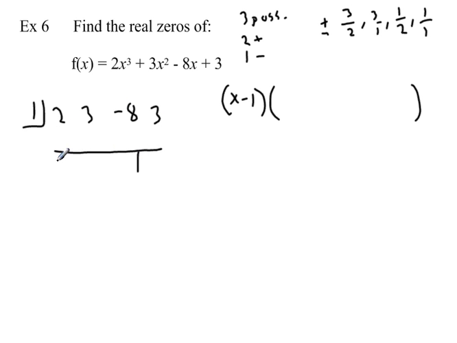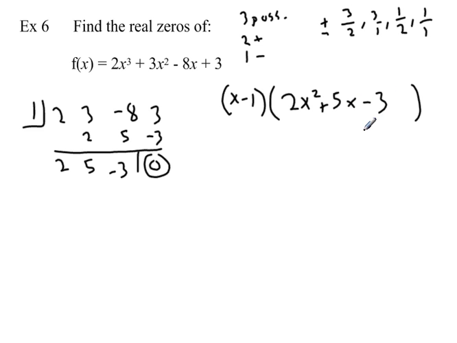And we know if we add down, multiply diagonally by 1, add down, multiply diagonally, add down, multiply diagonally, we get a remainder of 0. That's a good sign. But what that tells us is that 2x squared plus 5x minus 3 is also a factor of this polynomial. All right, I think we can break that down even further.